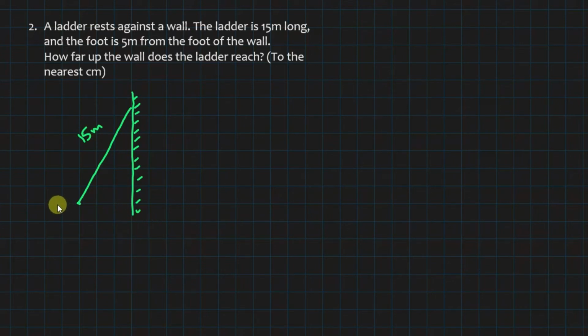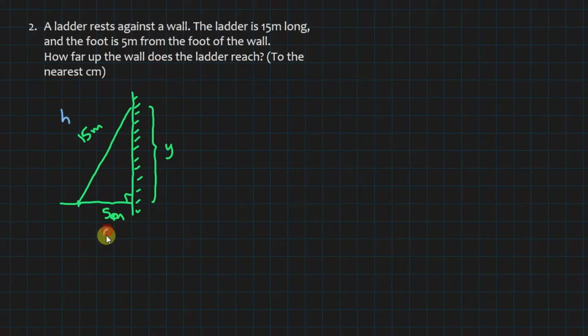The foot, we're going to assume the floor is level, so we get a right angle at the corner, and that is 5 metres from the wall. Okay. So the question is, how far have we reached up the wall? How high is it? We call that y.